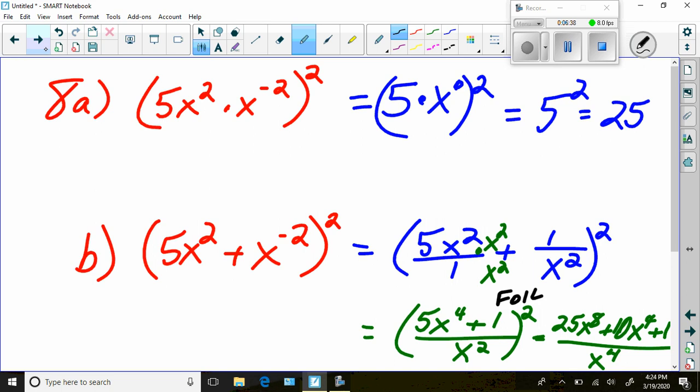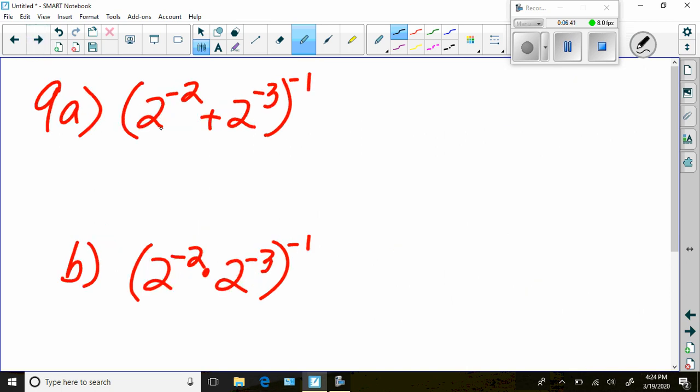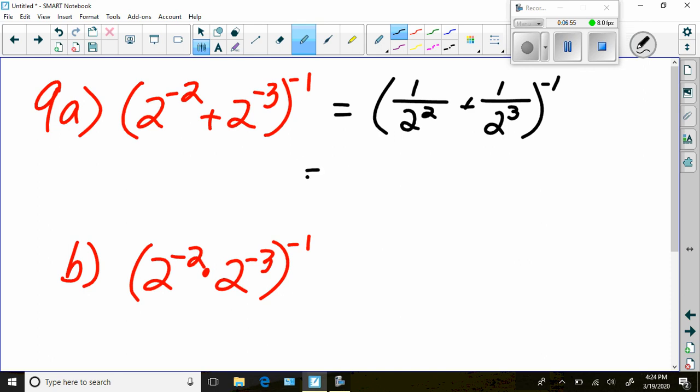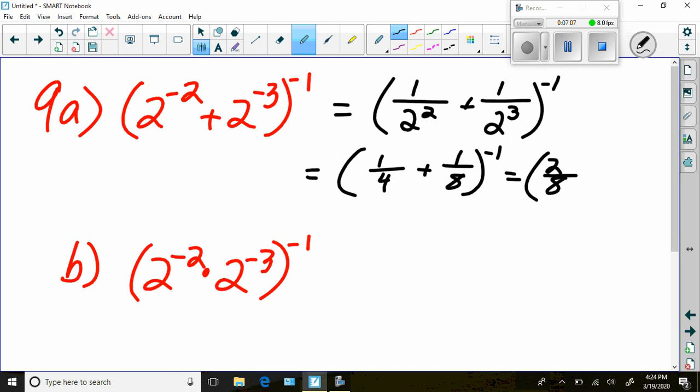All right, so that's 8b. 9a. It's 1 over 2 squared and 1 over 2 cubed to the negative 1. So that's 1/4 plus 1/8 to the negative 1. So that's really 2/8 plus 1/8 to the negative 1, which is 3/8 to the negative 1, which is 8/3. Awesome.